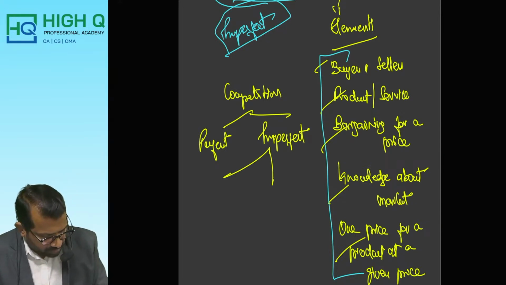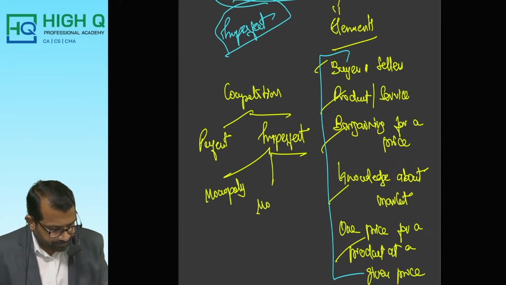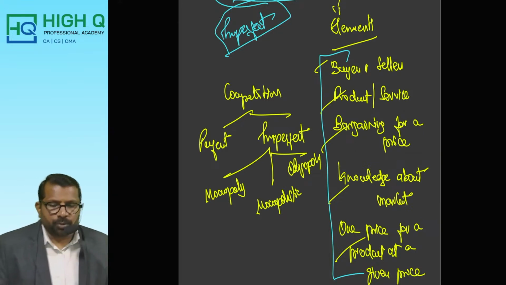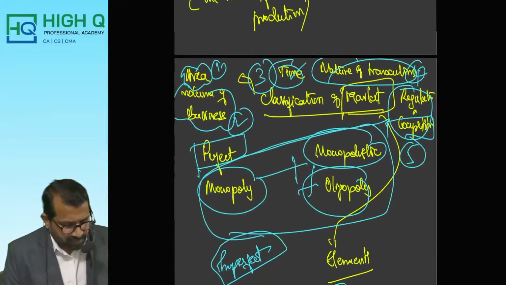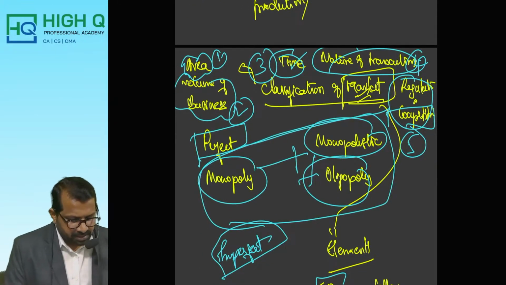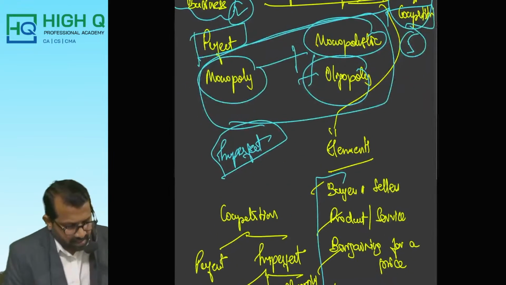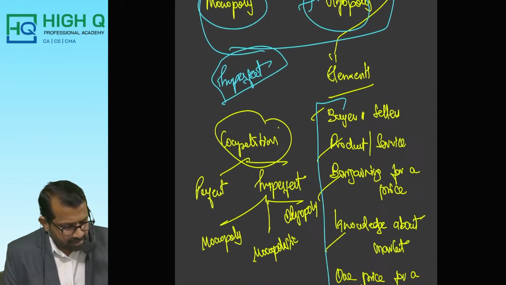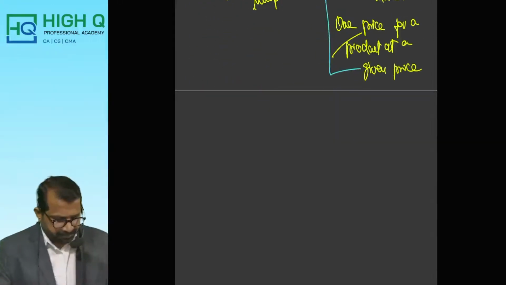In the imperfect competition, monopoly, monopolistic, oligopoly, imperfect competition. Okay, so first one is the meaning of market, then classification of market. Totally 5 classification is there. Last classification is competition. For that, competition is divided into 2, perfect and imperfect competition.